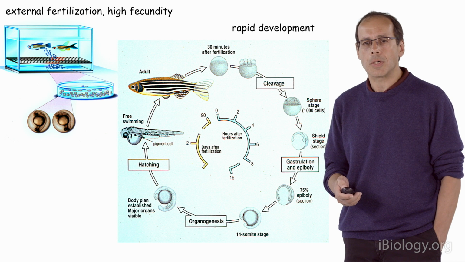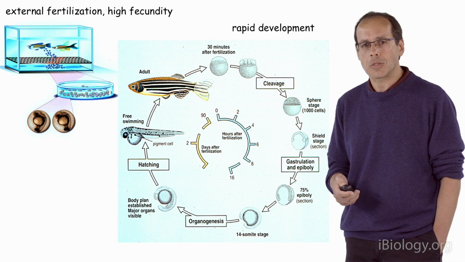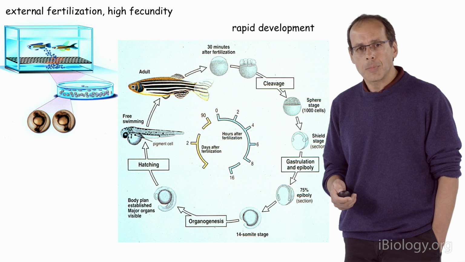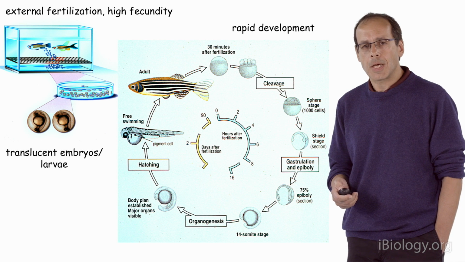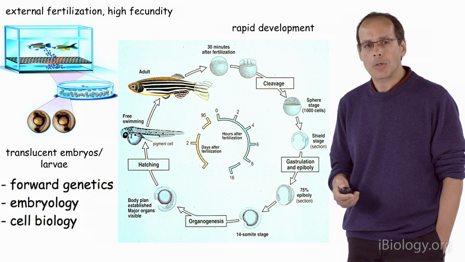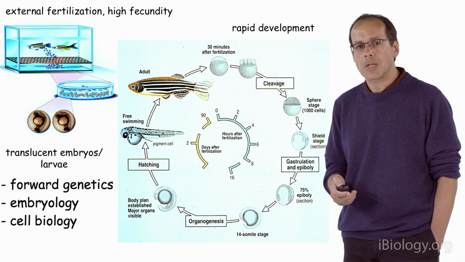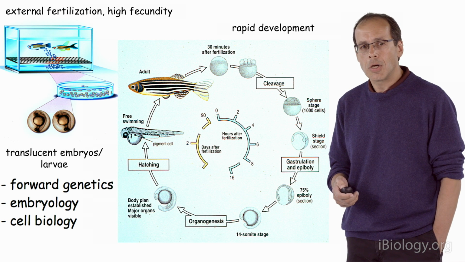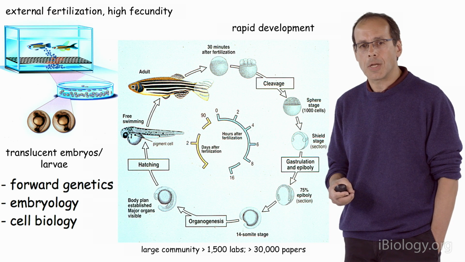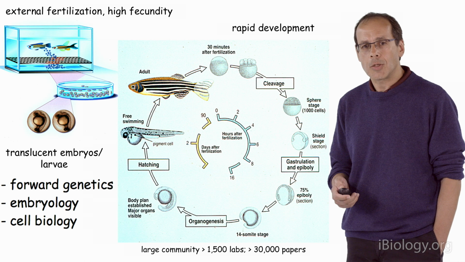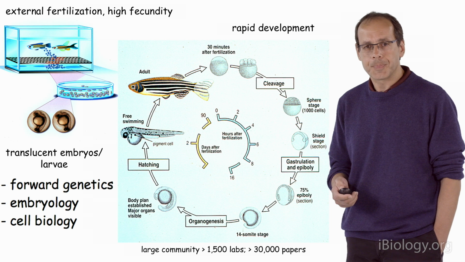So within 24 hours, the heart has started beating, and by 48 hours, most of the organ systems are in fact functional. Not only that, but these embryos are also transparent or translucent, as well as the larvae. And so these and other attributes of this system really allow us to do not only forward genetics, but also use embryological approaches and really try and get to a cell biological understanding at single cell resolution of developmental processes. I should also mention that the zebrafish community has become a very large community, more than 1,500 labs, and so far more than 30,000 papers, and as I said, started around the early 80s.